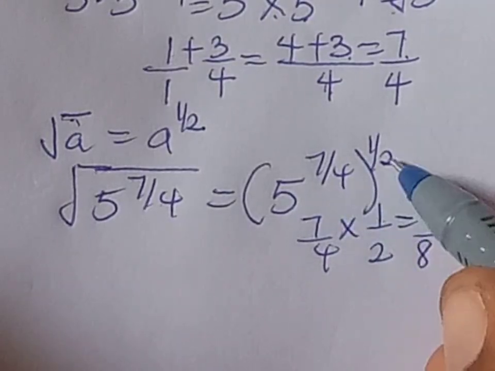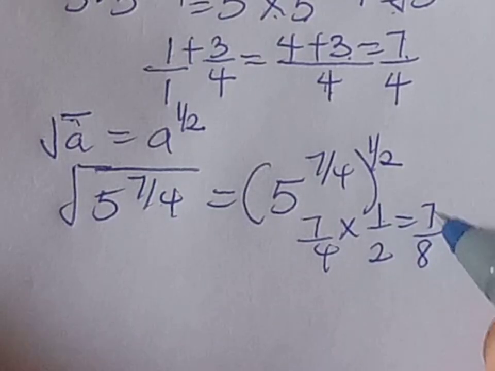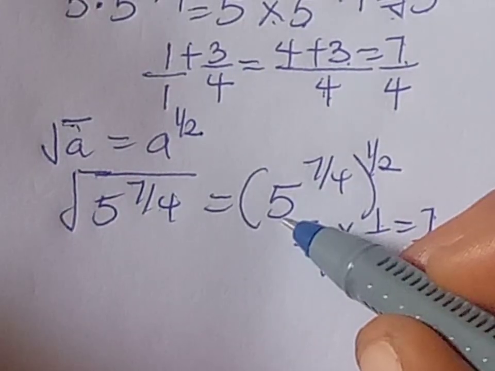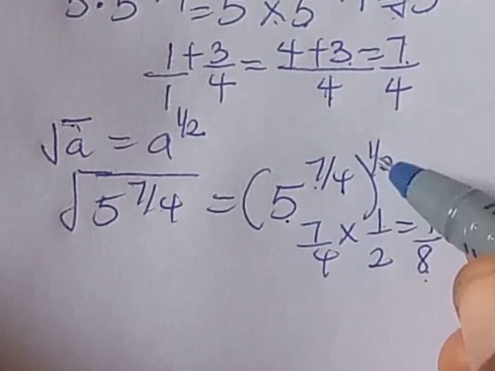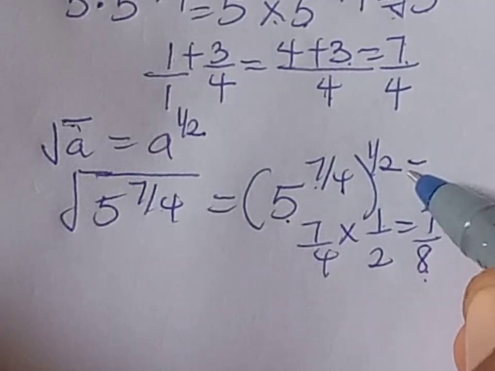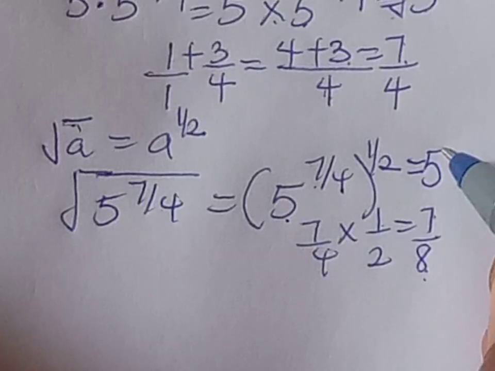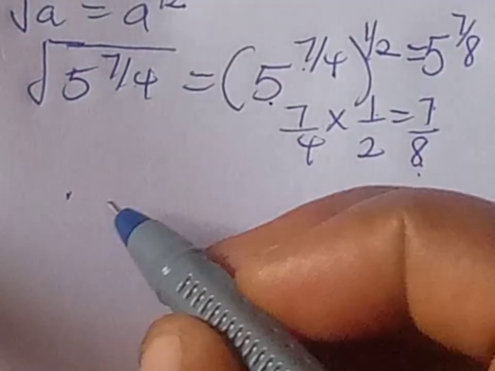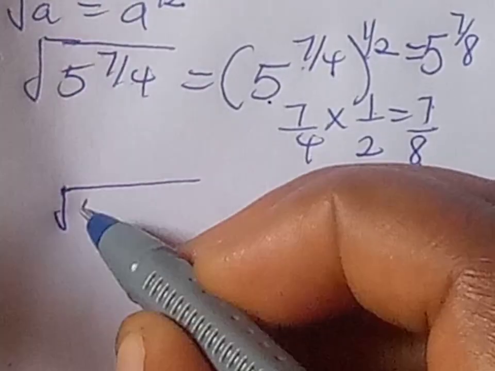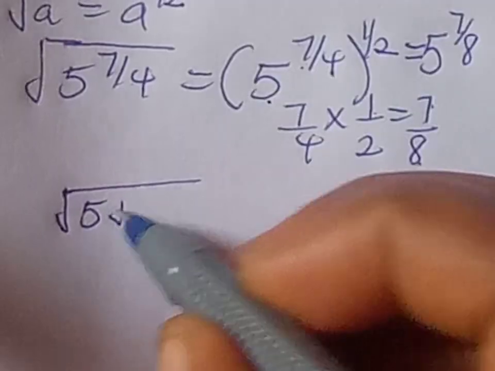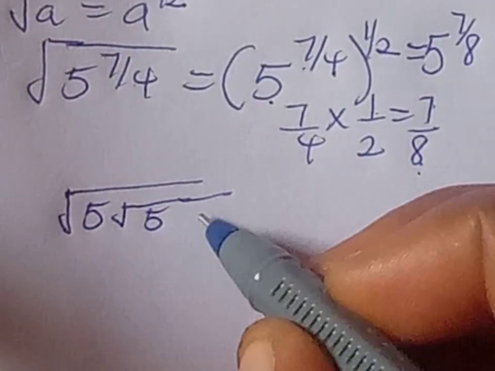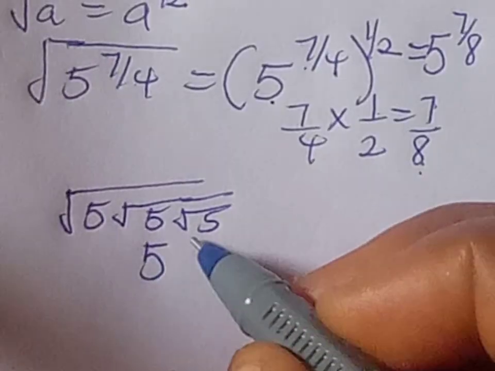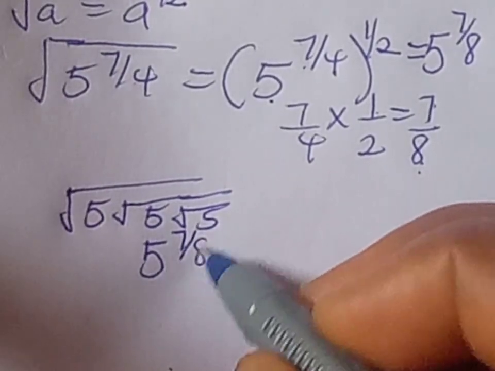So by the time we are done with the multiplication of the exponent, we got 7 over 8 as our exponent. That means 5 raised to the power of 7 over 4 raised to the power of 1 over 2 equals 5 raised to the power of 7 over 8. That means our left side, which is the square root of 5 multiplied by the square root of 5 multiplied by the square root of 5, gave us 5 raised to the power of 7 over 8.